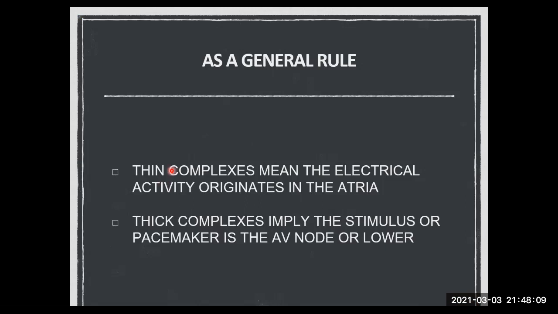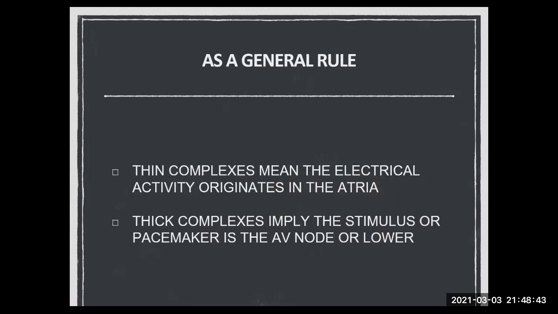So as a general rule, it's not an overarching rule, thin complexes mean the electrical activity originates in the atrium. Thick complexes imply the stimulus or pacemaker is the AV node or lower. As you go down to the bundles and the Purkinje fibers, you're actually going to get lower and lower heart rates. That tells you about ischemia and damage that's taken place, even direct damage and things like that.